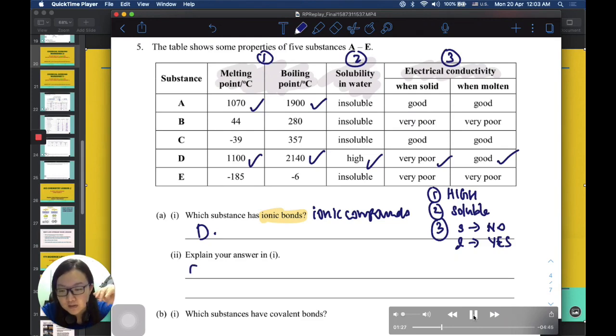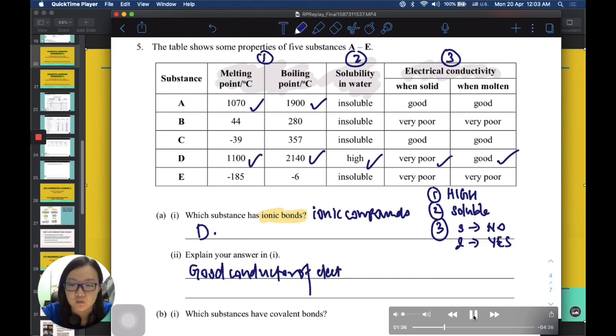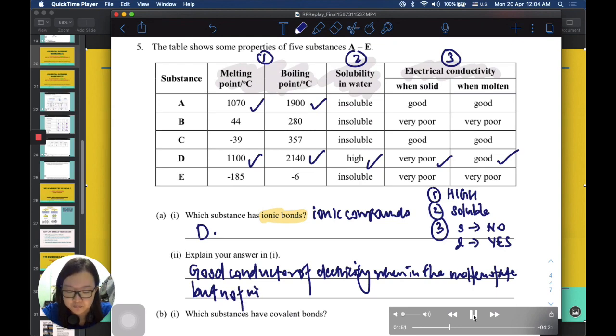Part 2 is the one that requires a little bit more thought. Explain your answer, right? So basically putting whatever I just said into words. D is the substance with ionic bonds because D is a good conductor of electricity when in the molten state, but not in the solid state. All right, so that's your answer. Now, okay.